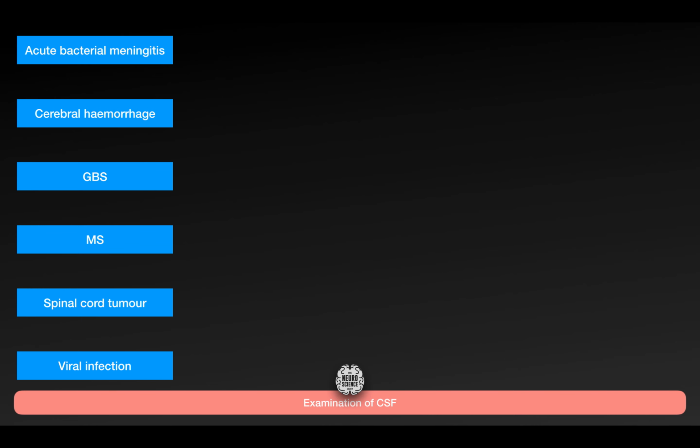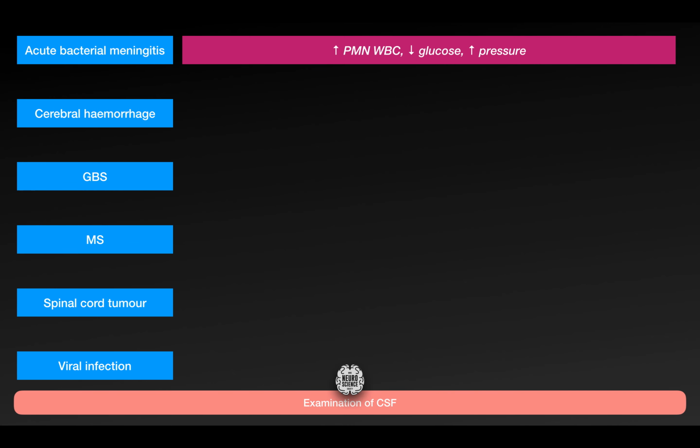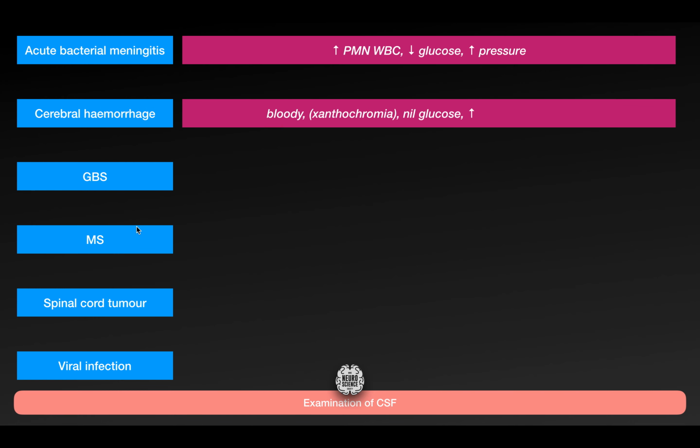So, common examinations in CSF. I've put together 6 things here, and very quickly we'll go through what we think. For bacterial meningitis, you have an increase in polymorphonuclear white blood cells, a decrease in glucose and an increase in pressure. So white cells are up, glucose is down, proteins are up, pressure's up. In cerebral hemorrhage, you have what's called xanthochromia, so it's bloody to yellow. Xantho, think xanthelasma, it's yellow. There's no glucose change, and protein and pressure are up.